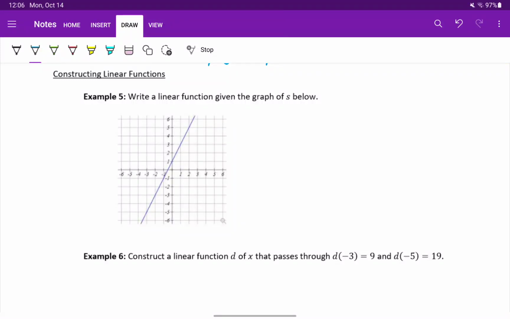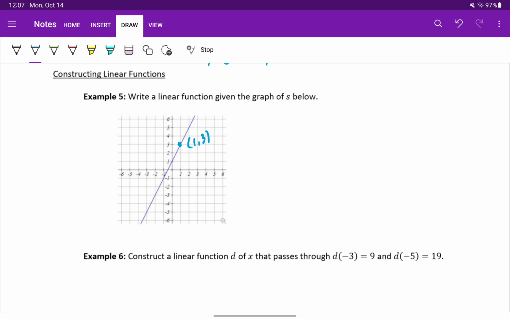Once we know how to find the slope of a line, given either its graph or the function notation information that we have in example 6, which is similar to what we had in example 4, we can use that information to construct the full equation for our line or construct the entire function. To start off in example 5, we can choose any nice pair of coordinate points.